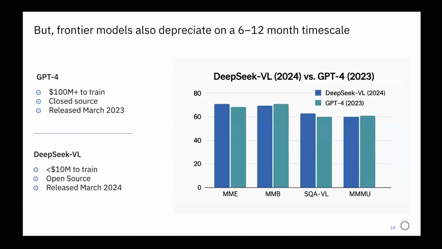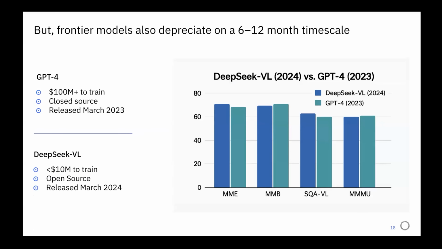What's interesting though is that in some sense, these are the fastest depreciating assets of all time. Frontier models are typically depreciating or becoming commodity on just a 6 to 12 month time scale. Here I have a specific example. GPT-4 was released in March 2023. It cost about $100 million to train, and it was of course a closed source model from OpenAI. DeepSeek VL, a model of very similar quality, was released exactly a year later, was open source, and cost less than $10 million to train.